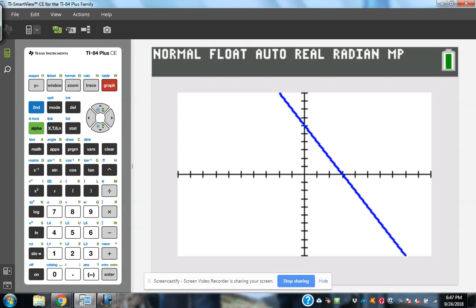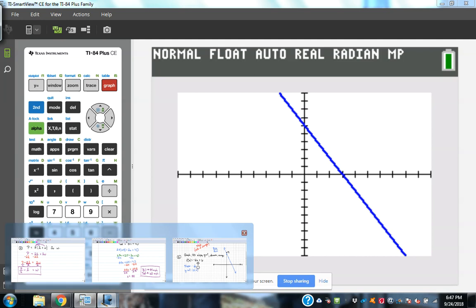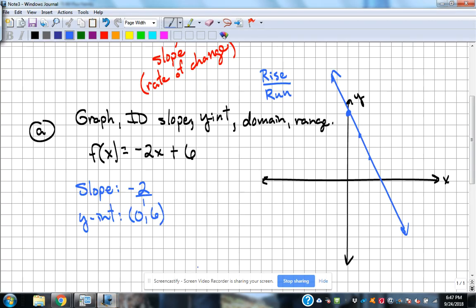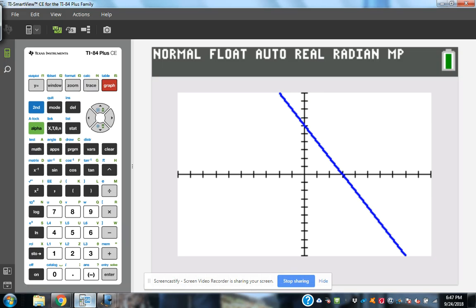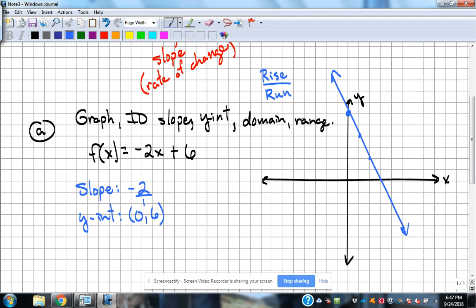There's that line. That's the way the calculator drew it. That's the way I drew it. The same, don't they? Nice tick marks: 1, 2, 3, 4, 5, 6. And then going down 2 over 1. There, I'm right there on the blue line, and I could keep doing that forever. So the graphing calculator can draw that graph for you. You've got to be able to recognize the y-intercept and the slope.